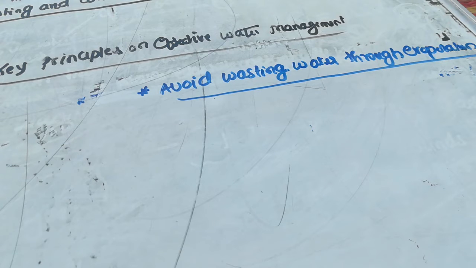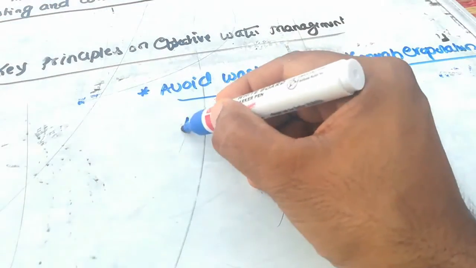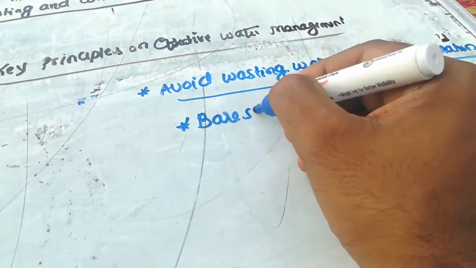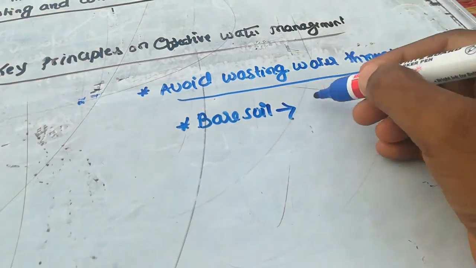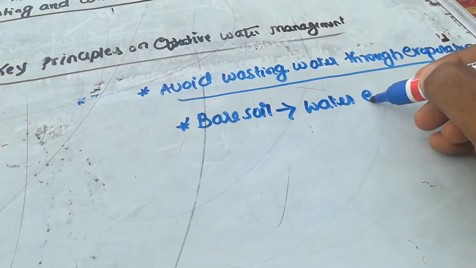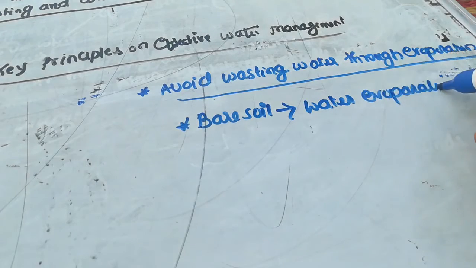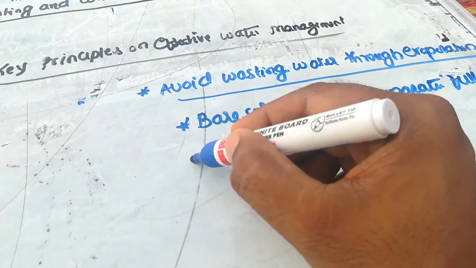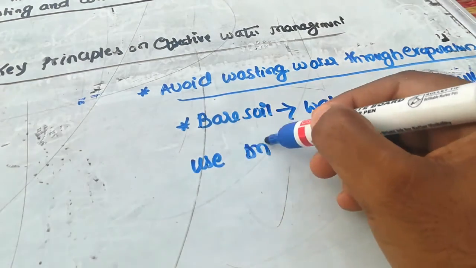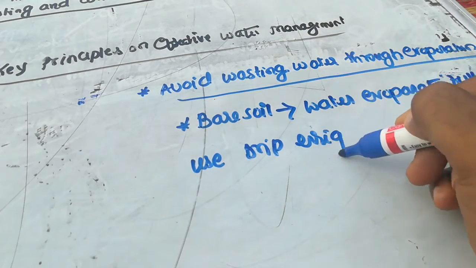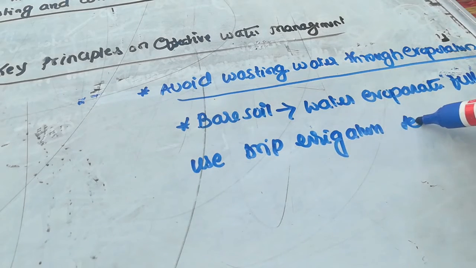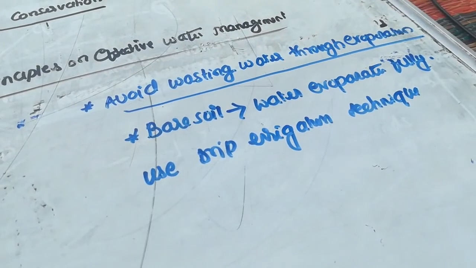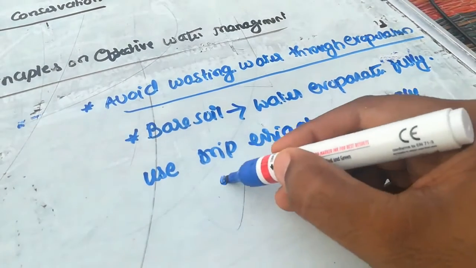Applying mulch to the soil will also reduce evaporation considerably. Use the drip irrigation technique. If it is bare soil or dry soil, the water evaporates fully. So how can we control it? Use the drip irrigation technique. In drip irrigation, we are not using much water.